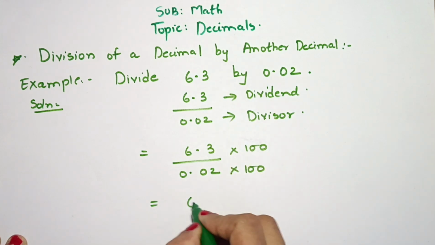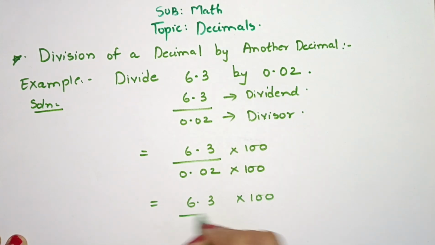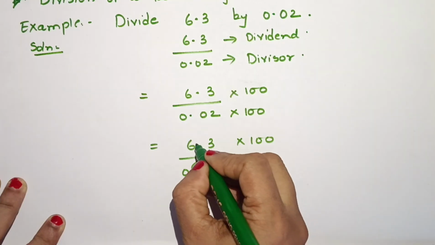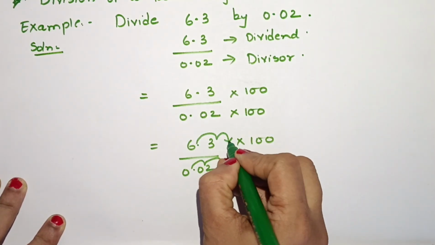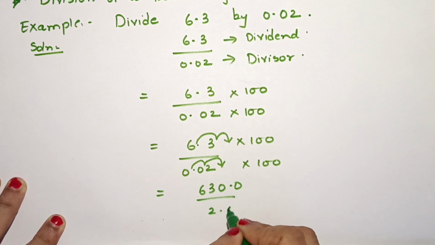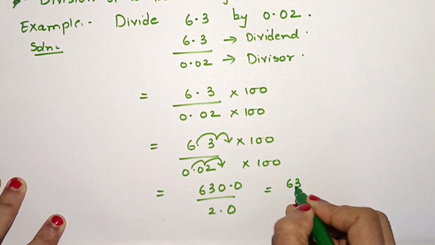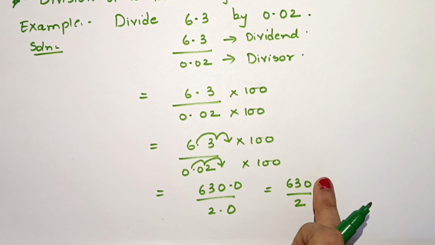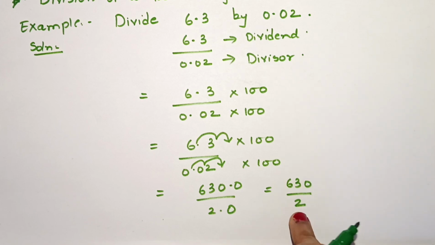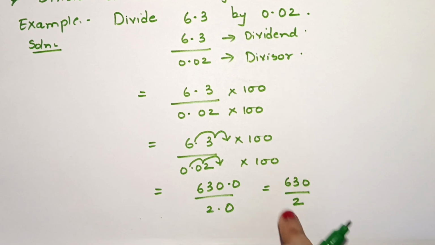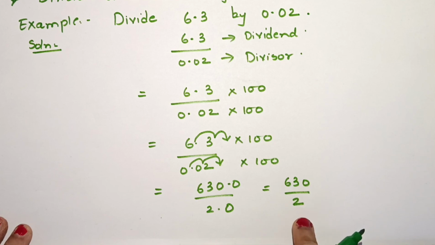So what will I do? Understand this part very well. 0.02, correct? So move 2 places towards the right. So this becomes 630.0 divided by 2.0, which is nothing but 630 divided by 2. Now when you look at the new question, what does it say? The divisor has become a whole number. In the dividend you can have decimals, but in the divisor you have to discard the decimal. You have to get rid of the decimal point. In this way we got the new question. Now after this everybody knows how to divide.